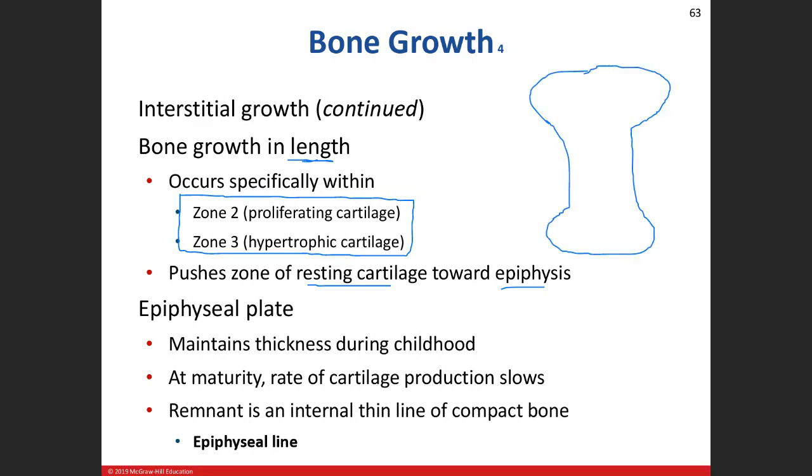All right, your bone grows like this, outwards. It pushes the epiphyses away from each other, which makes sense, right? You got a growth plate down here, up here. You got a growth plate down here.